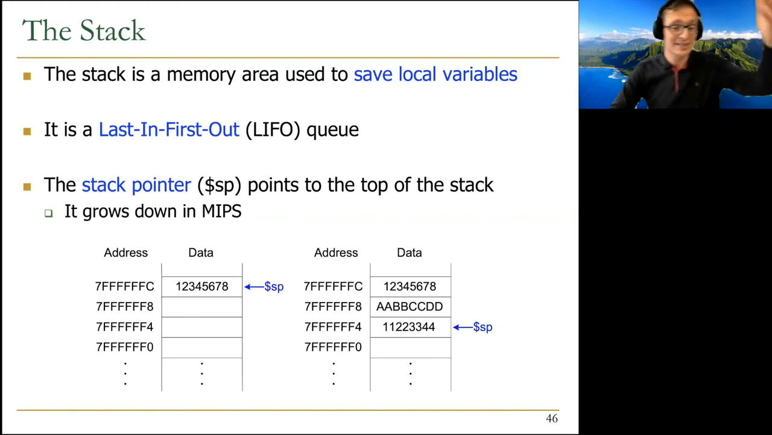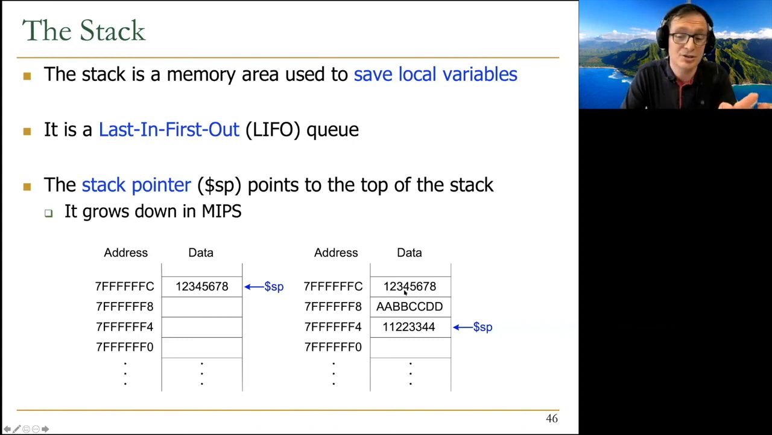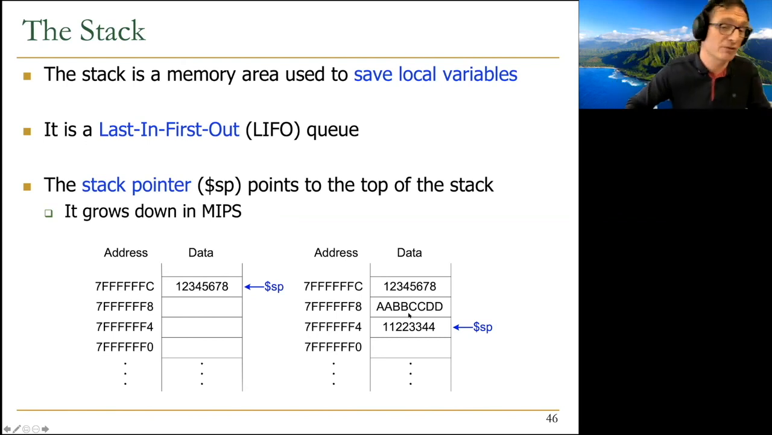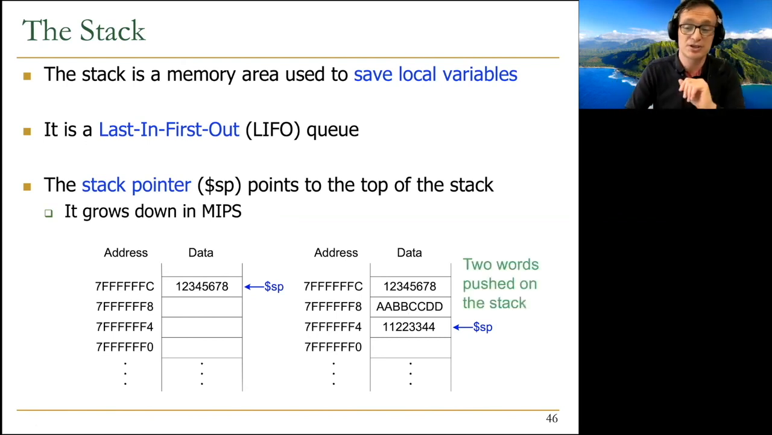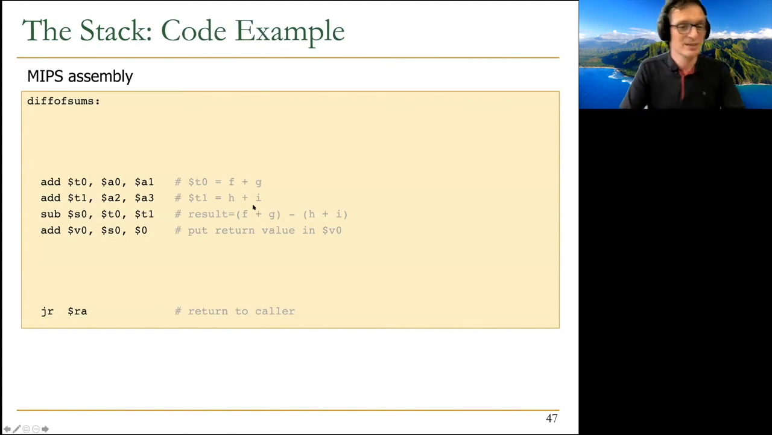And before you start the function call, you say, okay, I'm going to save the temporary registers that I'm going to work on, just to make sure that I don't overwrite the calling function's registers, right? And you can push them on the stack. And at the end of your function, you can pop them from the stack and put them back into the registers where they were supposed to be. So here, two words are pushed on the stack. Let's take a look at this example. So we have the same function that we saw earlier.